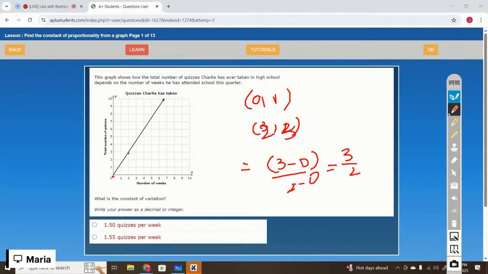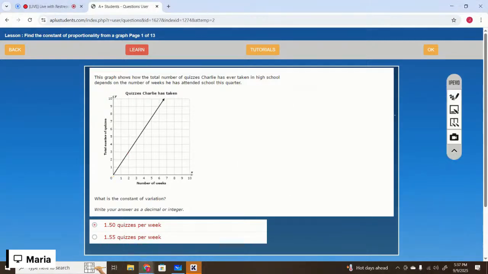That is 3 by 2. Option number 1 is the correct option. That is 1.5 quizzes per week.